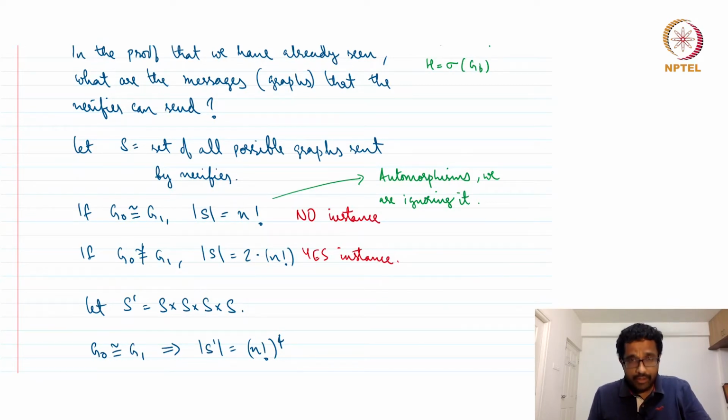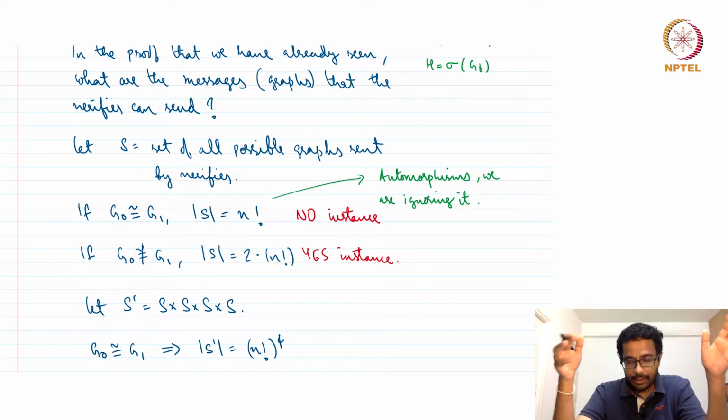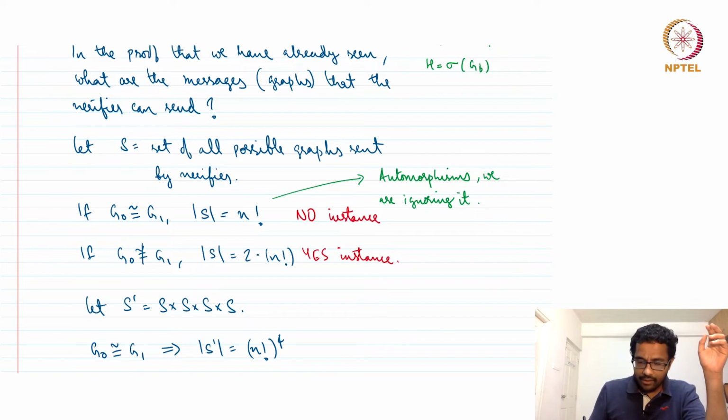If G0 is not isomorphic to G1, which is a yes instance for graph non-isomorphism, then the set of graphs that can be sent by the verifier could be n factorial permutations of G0 and n factorial permutations of G1. So there will be 2 times n factorial graphs that the verifier could possibly send. Again, there could be automorphisms, but that will bring it down from 2 times n factorial to a smaller number. But the key thing that we will exploit is the size of S, the set of possible graphs that the verifier will send.